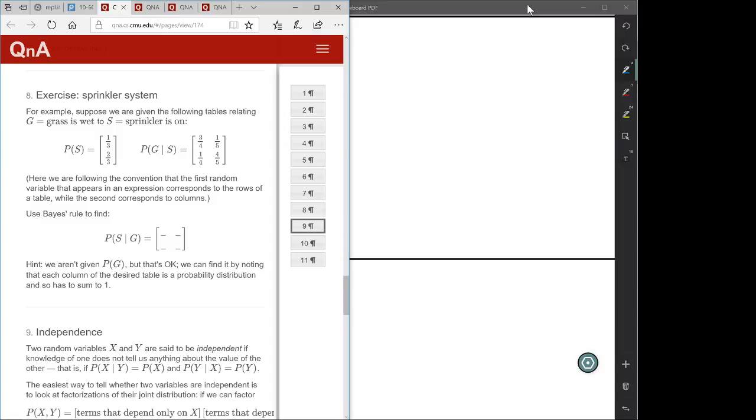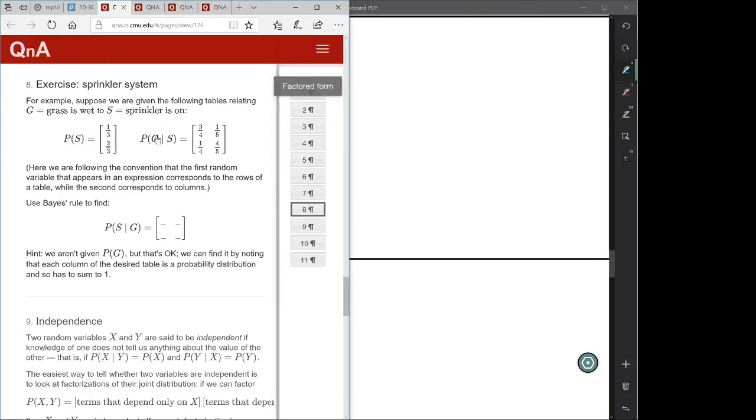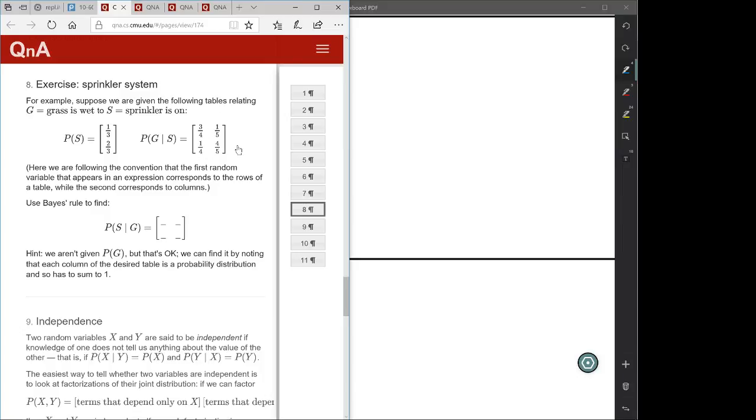as they say. All right, so when we left off last time, we were looking at the sprinkler system exercise. So we had two random variables, G for whether the grass is wet and S for whether the sprinkler is on. True is the upper of the two alternatives and false is the lower, or the second of the two alternatives, in both cases. And here's the marginal distribution of S and the conditional distribution of G given S. And our goal was to compute the conditional distribution of S given G.